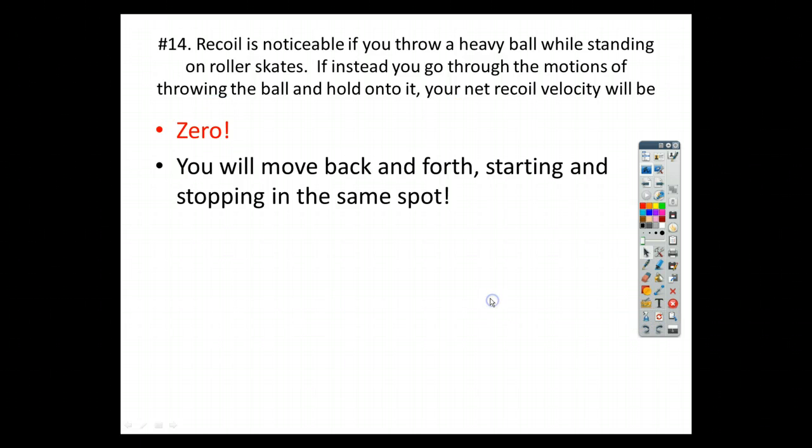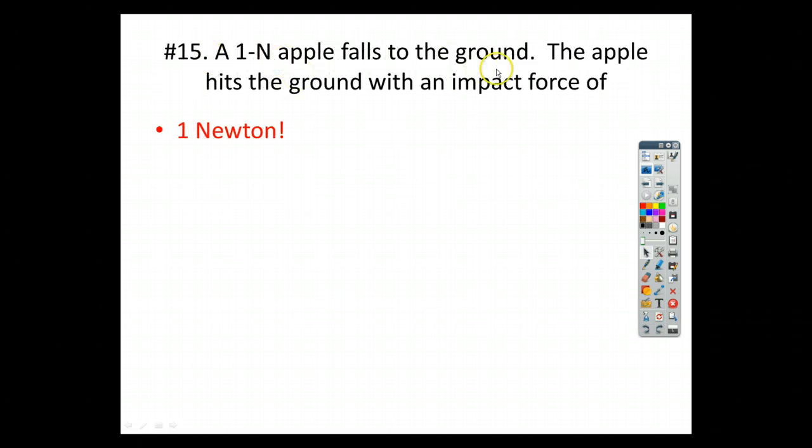The last question is number 15. It says a 1 newton apple falls to the ground. The apple hits the ground with an impact force of 1 newton. That one's a pretty simple problem. And those are numbers 1 through 15 for momentum.